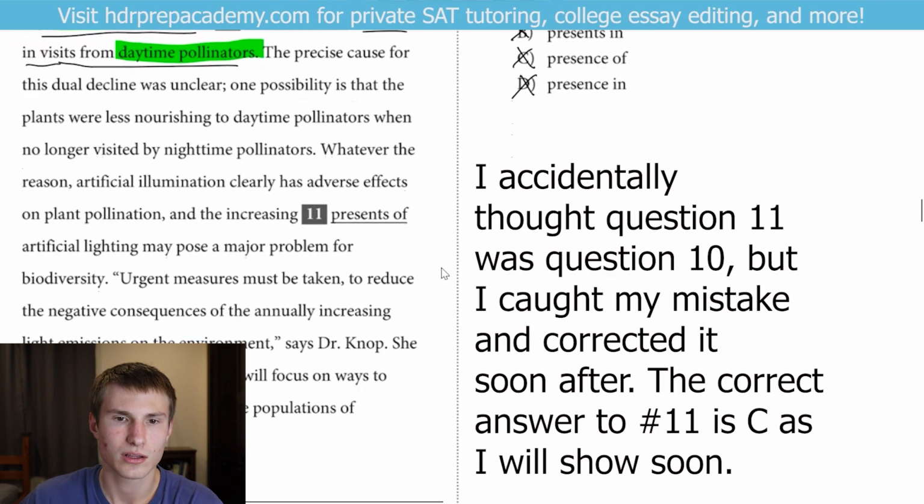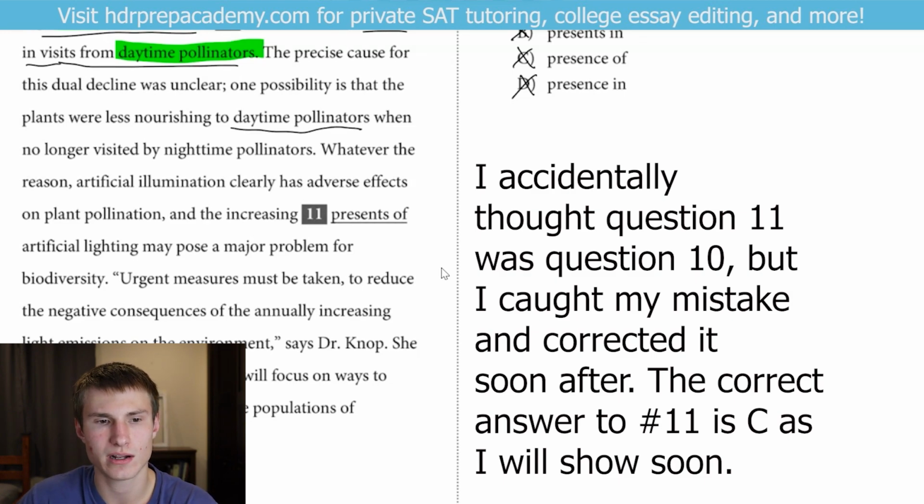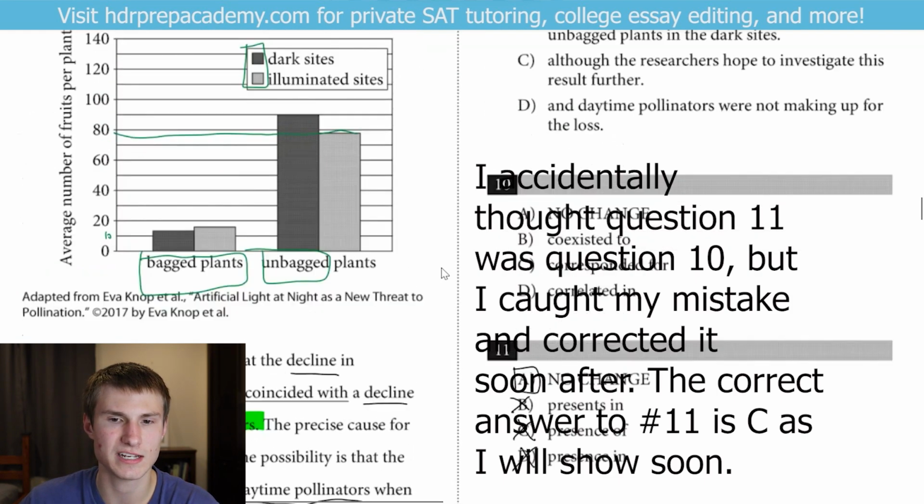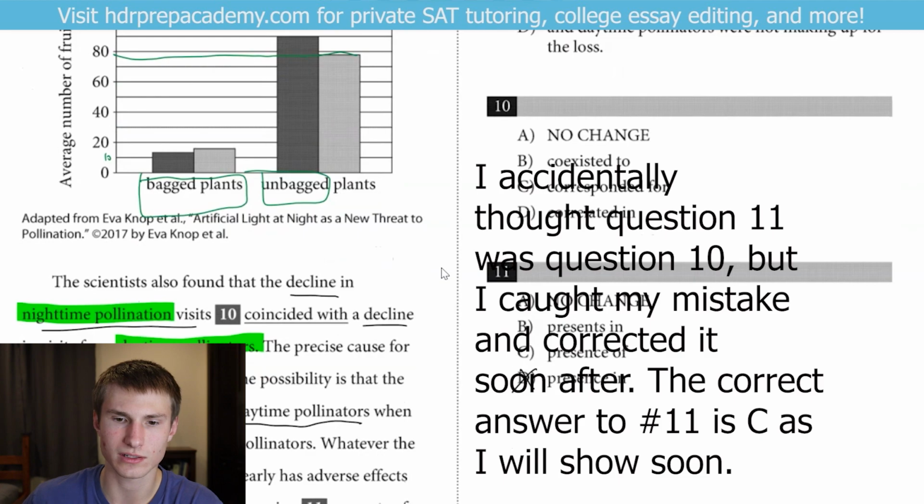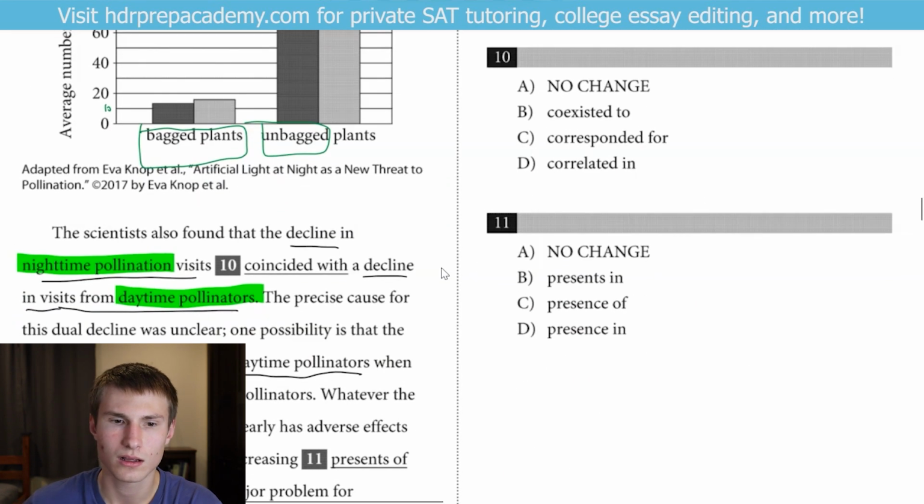Okay, now reading on. The precise cause for this dual decline was unclear. One possibility is that the plants were less nourishing to daytime pollinators when no longer visited by nighttime pollinators. So we see that we're going to continue this discussion of the daytime pollinators. So in our transition, we have to, oh, hang on. I answered 11 instead of 10. Sorry about that. Let me go up here.